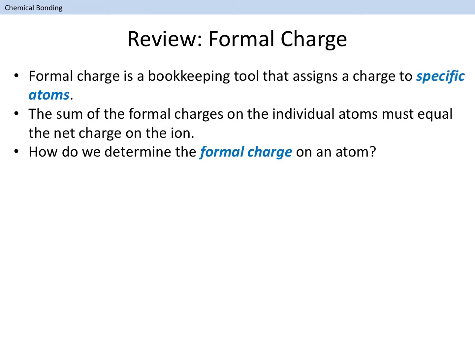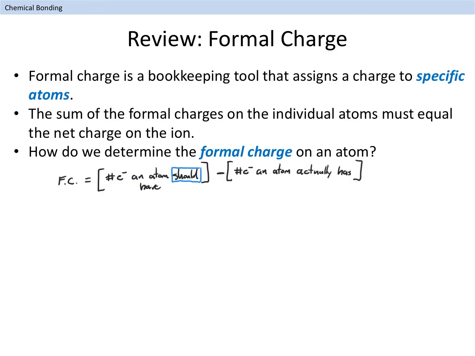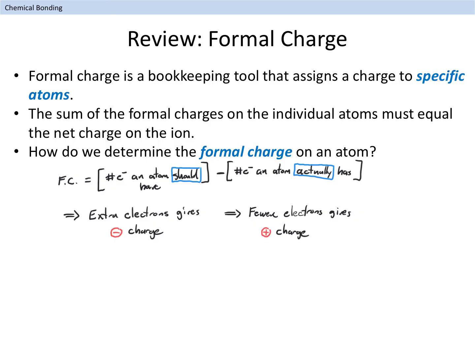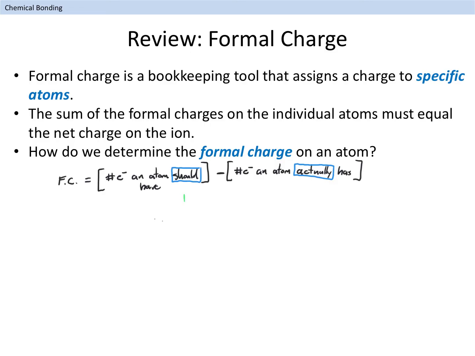How do we determine the formal charge on an atom? The formal charge on an atom is the difference between the number of electrons an atom should have and the number of electrons it actually has. Therefore, if an atom has more electrons than it should have, it will have a negative formal charge due to excess electrons. If an atom has less electrons than it should have, it will have a positive formal charge due to electron deficiency.